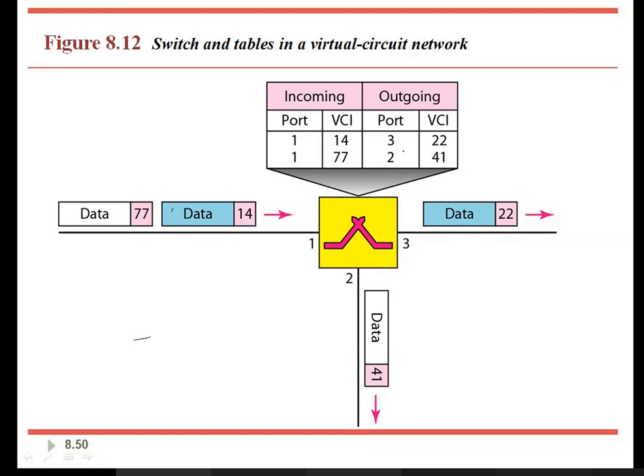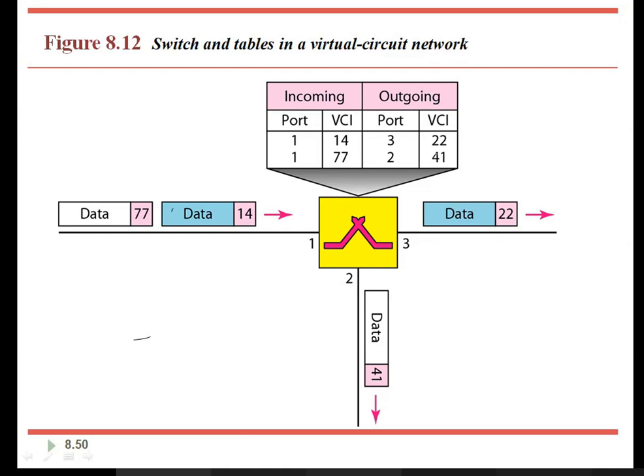You can just observe here. Once the data with VCI 14 comes, the switch is going to refer the table. If the data is coming from port 1 with VCI 14, the data should be sent to port 3 by adding VCI 22. So this is the data, and the VCI is changed from 14 to 22. There is nothing else it is going to do. That information is already there in the routing table.